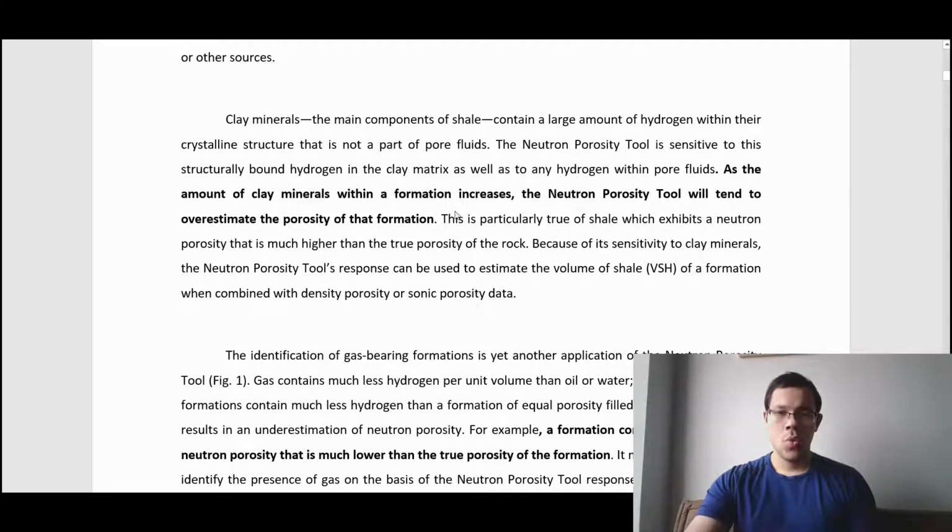So one comment I highlighted is that you will see measurements from neutron porosity on clay. They will read high values for porosity, and this is why. As the amount of clay minerals within a formation increases, the neutron porosity tool will tend to overestimate the porosity in that formation.